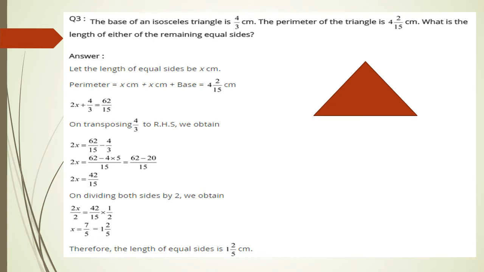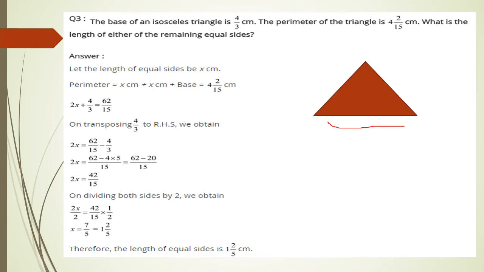The base of an isosceles triangle is 4 by 3 centimeters. Children, we know the definition of isosceles triangle. An isosceles triangle means a triangle in which any two sides are equal. That means in an isosceles triangle, any two sides of the triangle are equal. And they had given the base as 4 by 3 centimeters. Children, this is the base, and they said that this base is 4 by 3 centimeter.